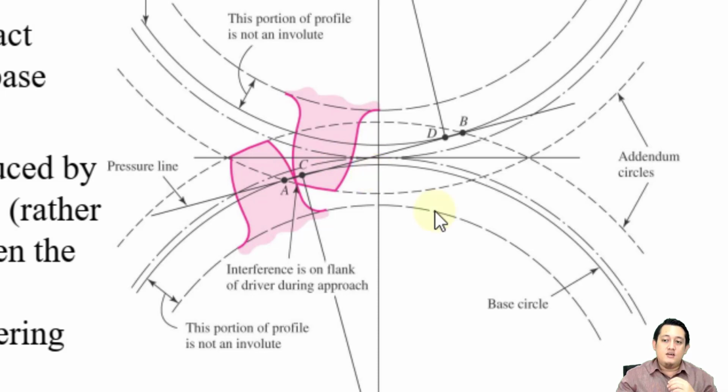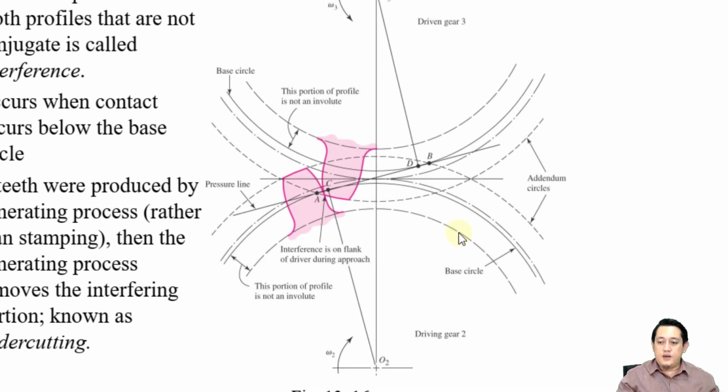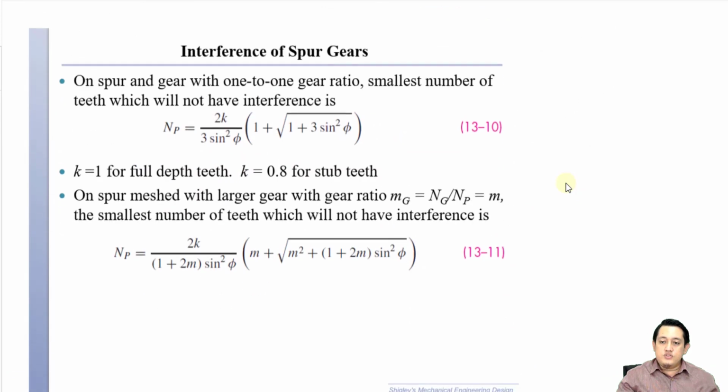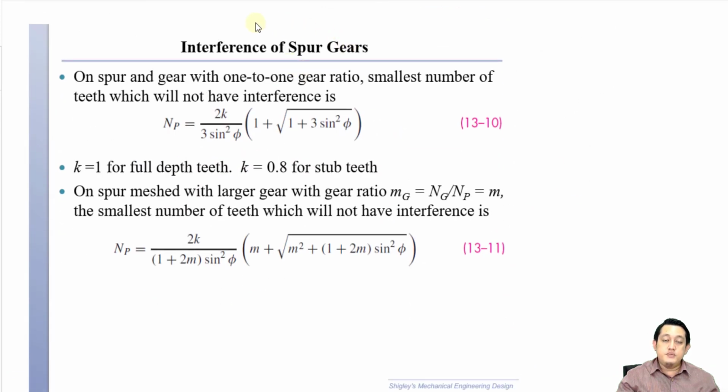So we have a way to determine the number of teeth and everything, so that the pair of gears will not have interference. To check the interference of spur gear, we have quite a number of situations. But before I proceed with this explanation, you need to know about pinion and gear. What is a pinion? What is a gear?